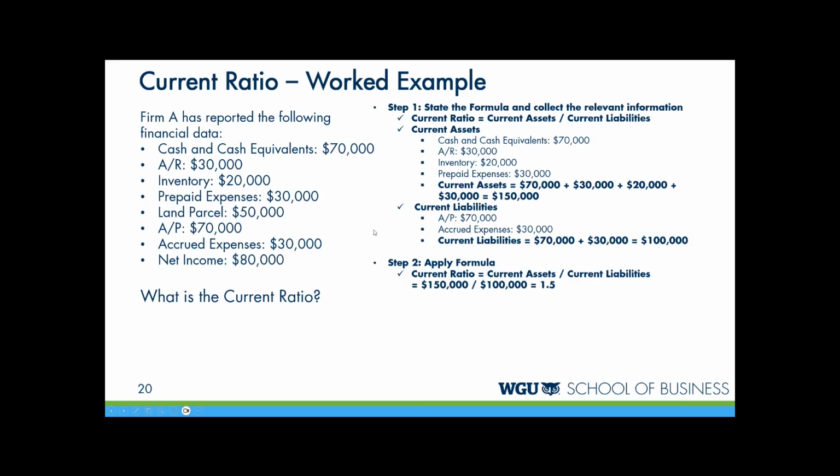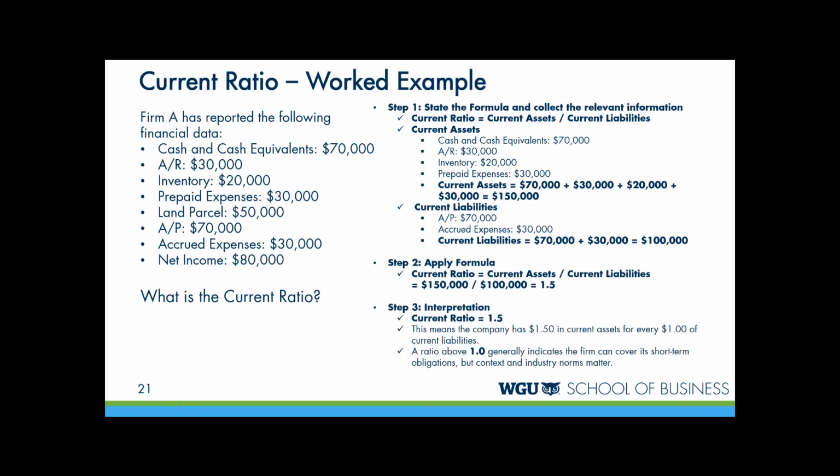We then apply the formula. So we have $150,000 divided by $100,000, which gives us a current ratio value of 1.5. And then we interpret it. So we have a value of 1.5. So that means the company has $1.50 in current assets for every dollar of current liabilities it holds.